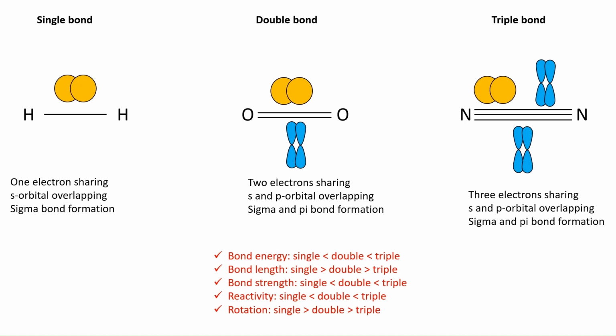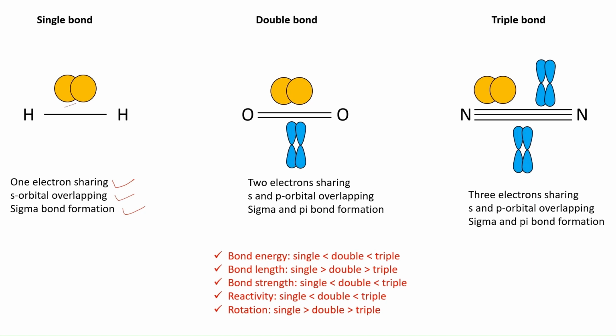When there is one electron sharing, it is a single bond. The orbital involved is the s orbital. The bond is known as a sigma bond. As we already studied, s orbital is circular in shape, small in size.